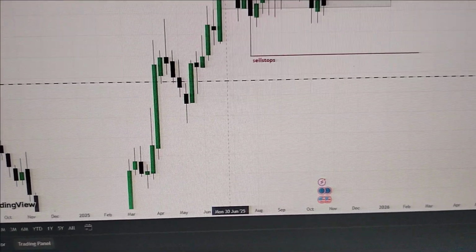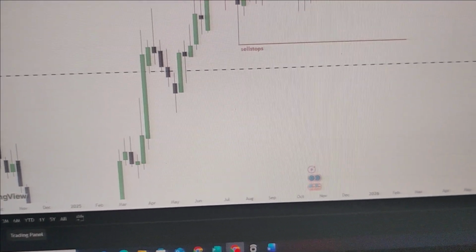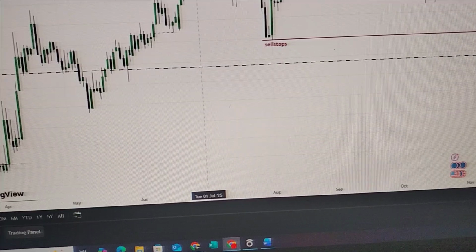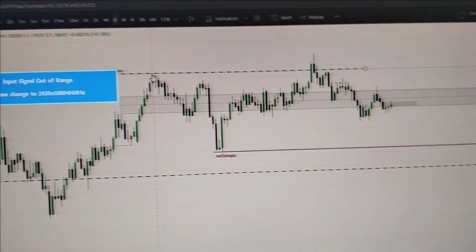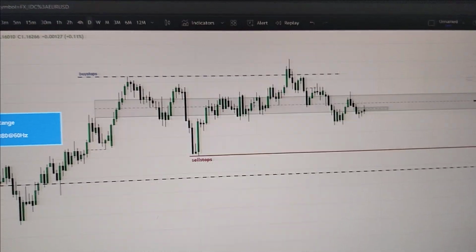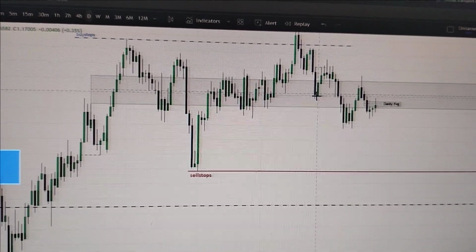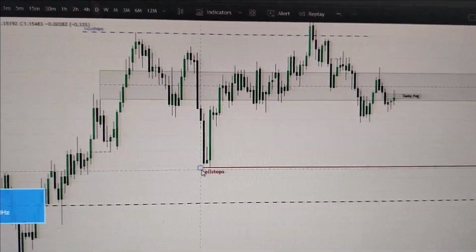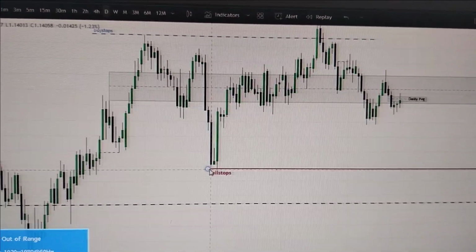Okay, so we had this sweep of this high. The date on which we had that sweep was the 1st of July. We swept this liquidity, and we have been on a downtrend. You can see this one we have a fair value gap which was respected, and we have been going on a downtrend, and these will be our sell stops, which will likely attract price to these levels, these sell stops.